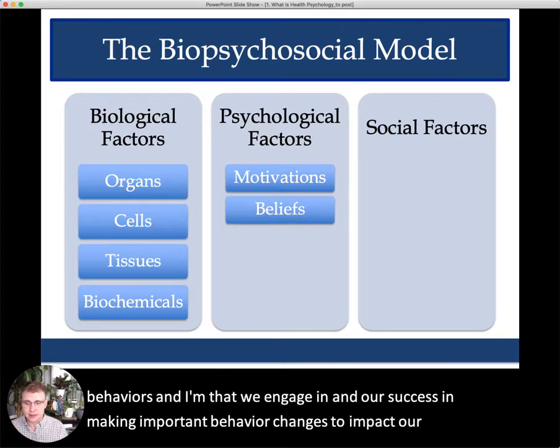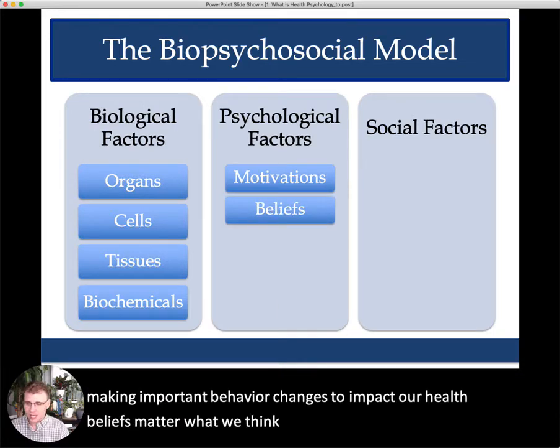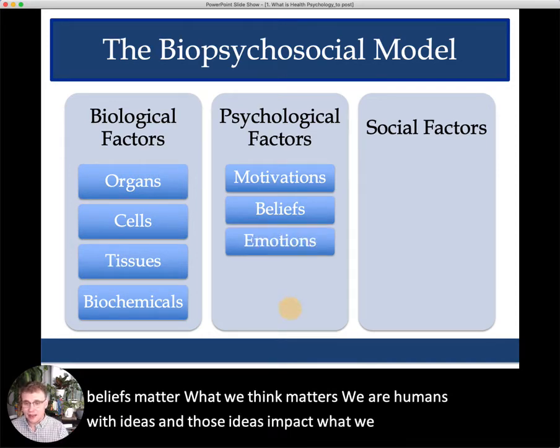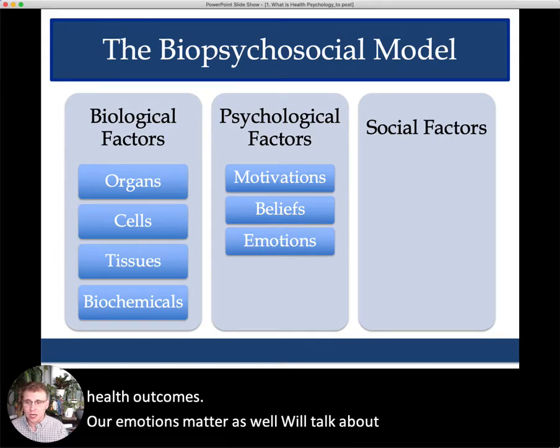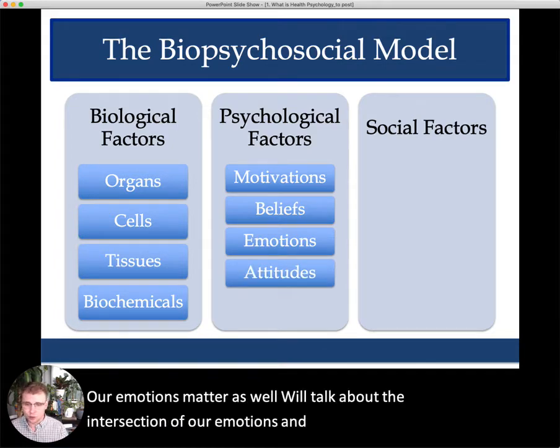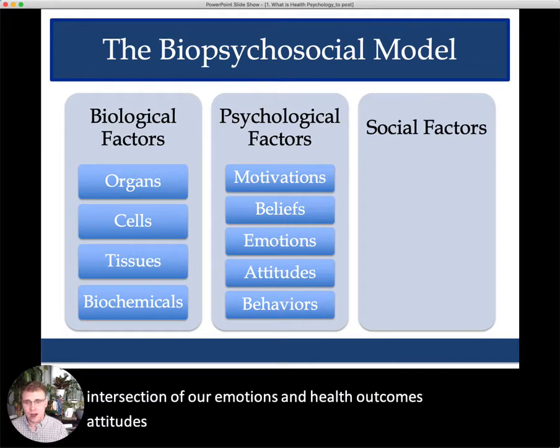Beliefs matter. What we think matters. We are humans with ideas, and those ideas impact what we do and our health outcomes. Our emotions matter as well. We'll talk about the intersection of our emotions and health outcomes. Attitudes matter. Behaviors as well. These are all going to be under the psychological factors.